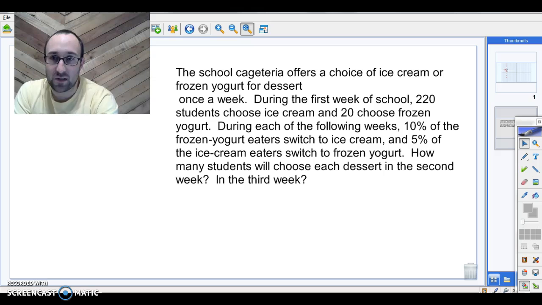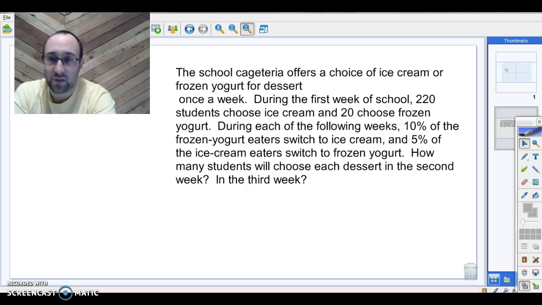To give some context to this problem, we're going to use this one, so read along with me. The school cafeteria offers a choice of ice cream or frozen yogurt for dessert once a week. During the first week of school, 220 students choose ice cream and 20 choose frozen yogurt. During each of the following weeks, 10% of the frozen yogurt eaters switch to ice cream, 5% of the ice cream eaters switch to frozen yogurt. How many students will choose each dessert in the second week, in the third week?